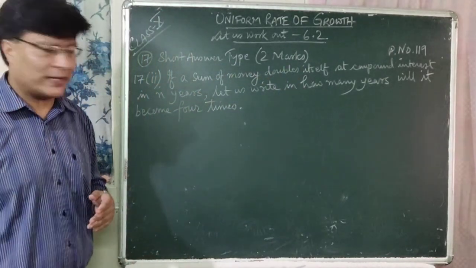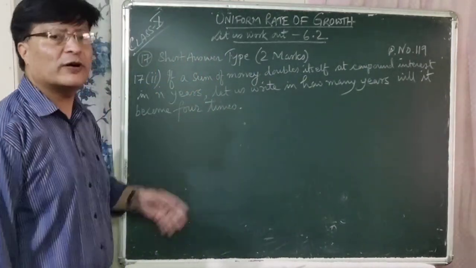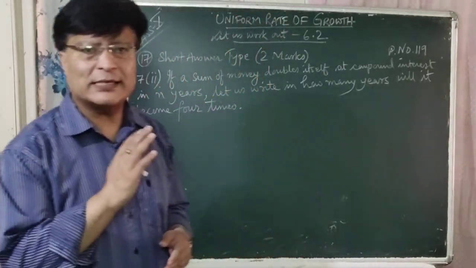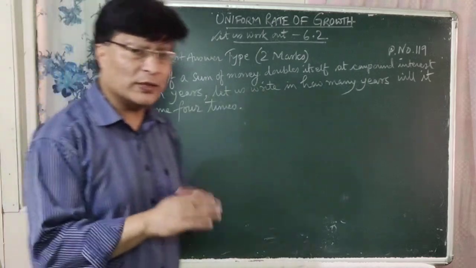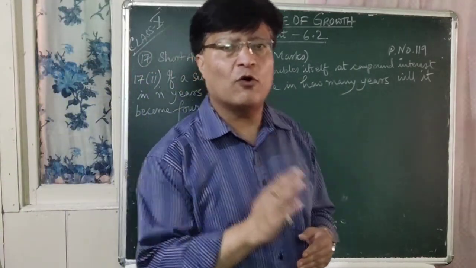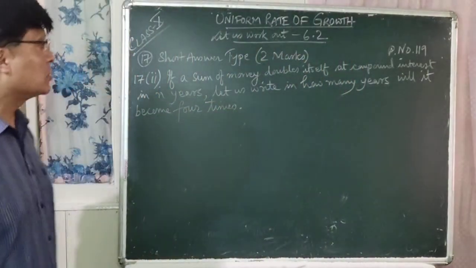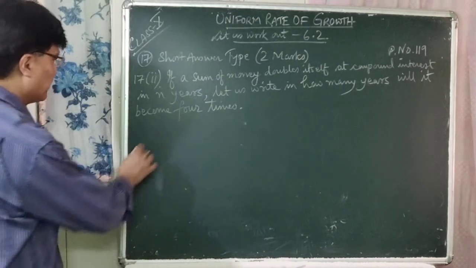Let us write, in how many years will it become 4 times? You have to find out the time in which the sum of money becomes 4 times. In how many years will the sum of money become 4 times? You have to find out the year. Okay?